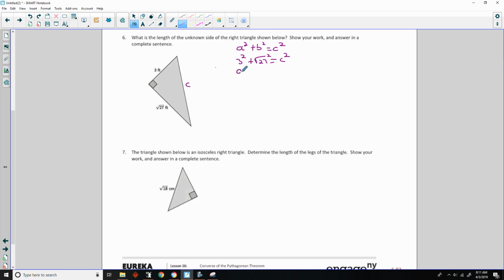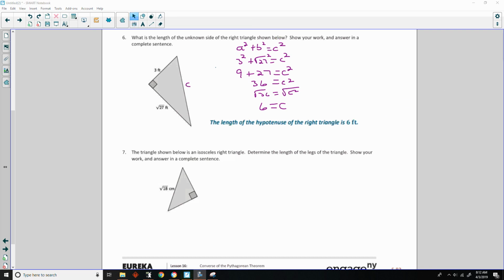3 squared is 9. The square root of 27 squared is 27, equals C squared. 9 plus 27 is 36, equals C squared. And the square root of 36 equals the square root of C squared, and that would be 6 equals C. So the length of the hypotenuse of the right triangle is 6 feet. Make sure you use your units of measurement.